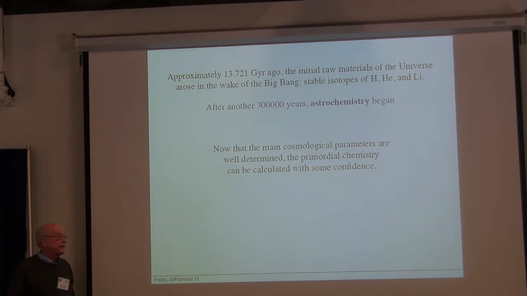Okay, so one story I'm going to tell you for a few minutes now concerns the beginning of chemistry, the very beginning of chemistry. And we now have a good idea that the expansion of the universe began about 13.7 gigayears ago, and that the only raw materials present in the form of baryons, normal matter, were the stable isotopes of hydrogen, helium, and lithium. And that's just about all.